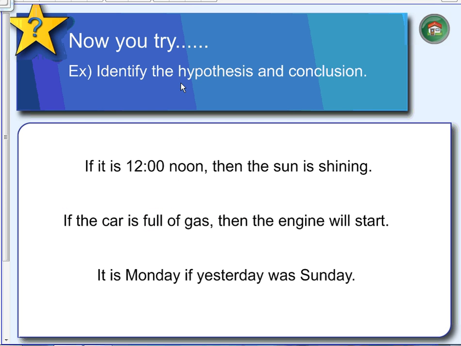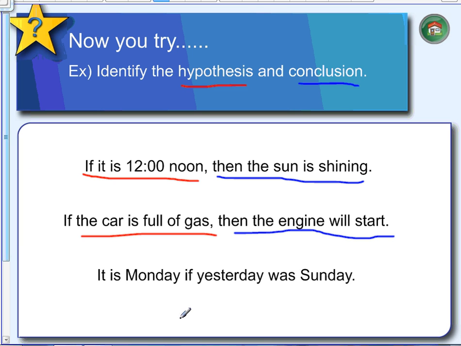Alright, so we're going to try one. You have to identify the hypothesis and the conclusion. We're going to use the same colors: red for hypothesis, blue for conclusion. So if it is 12 o'clock noon, then the sun is shining. The conclusion would be then the sun is shining. The hypothesis would be if it is 12 noon. If the car is full of gas would be the hypothesis. Then the engine will start is the conclusion. The last one is, it is Monday if yesterday was Sunday. In this case, our conclusion actually comes first: it is Monday. If yesterday was Sunday would be our hypothesis.